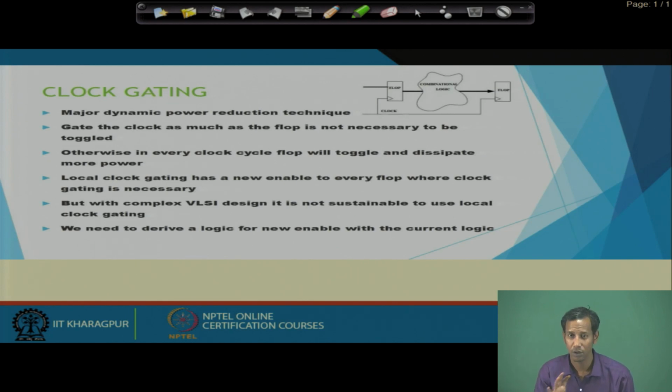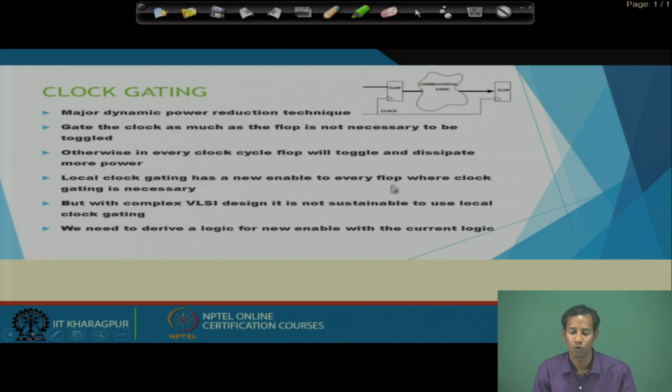But in present days, with complex VLSI circuit design, it is very hard to find those blocks and then do the local clock gating. That is why it is not that easy. It is not impossible to do, but it is not that easy. If you can identify them and do the local clock gating, then you will get the advantage in overall dynamic power consumption.